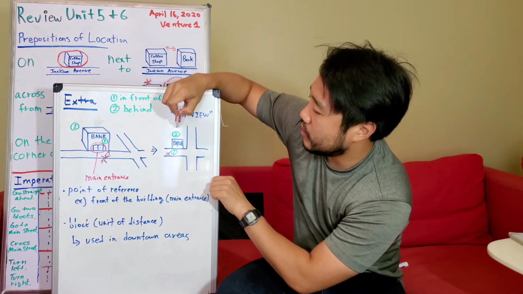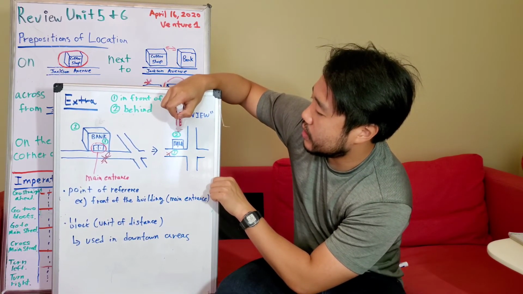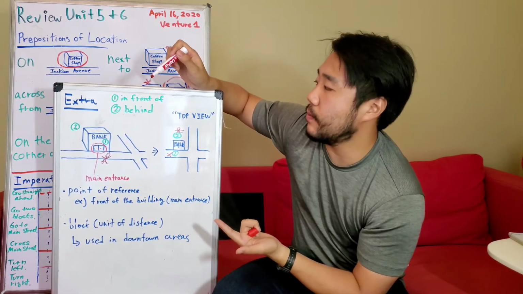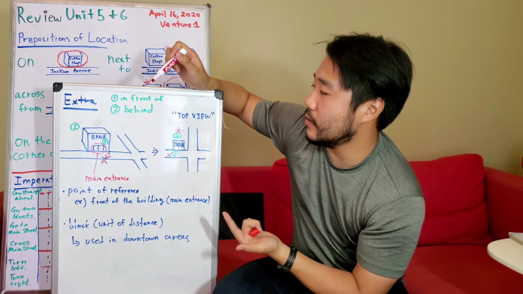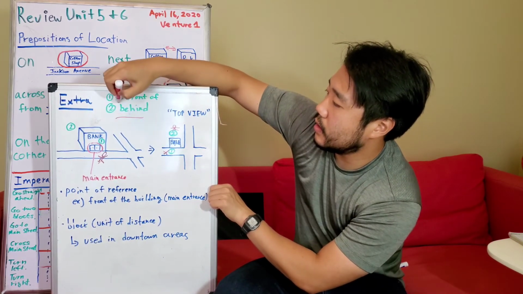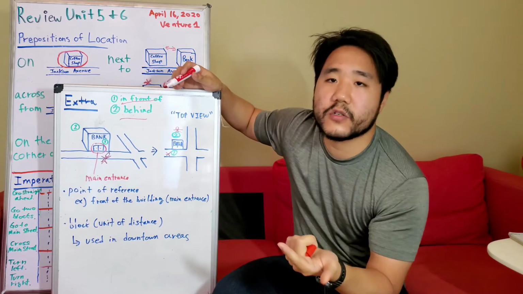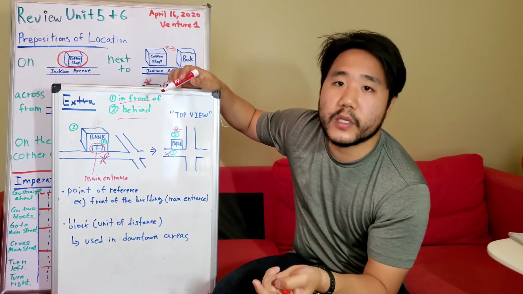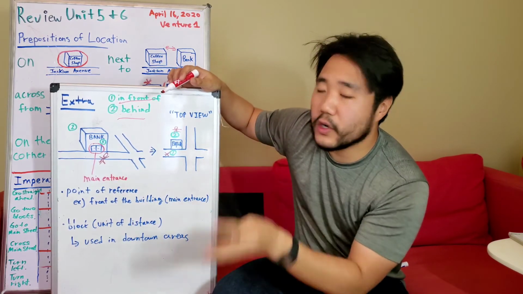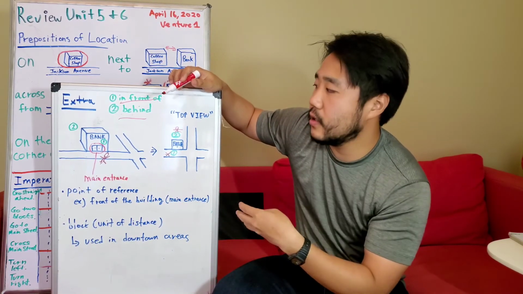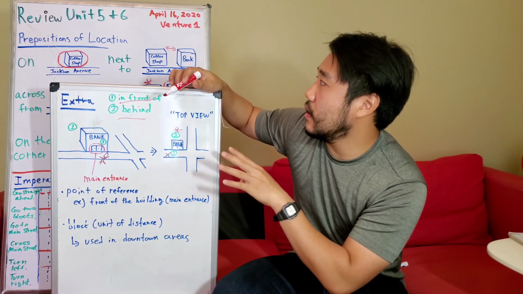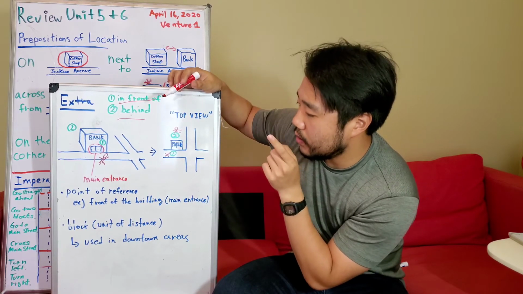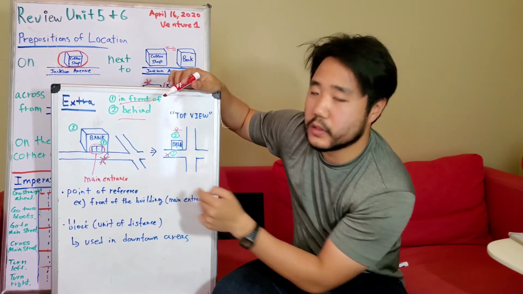But what if I was here? Right here. And I say, I'm behind the bank. I am behind the bank, behind. So these are some extra propositions that you want to use. Because there are buildings that sometimes is in the front of another building or behind. So it's another way of identifying locations. And then in order to do that, it's important to know about point of reference.